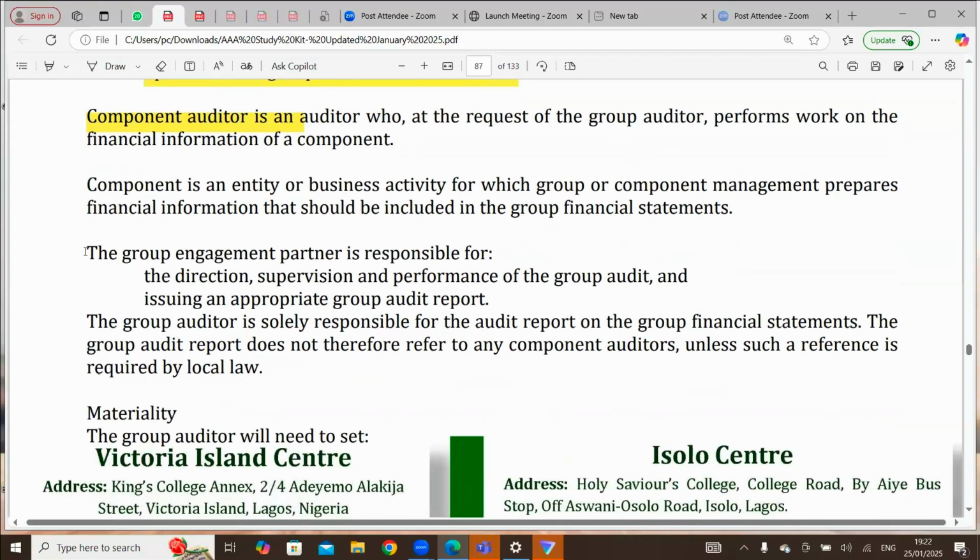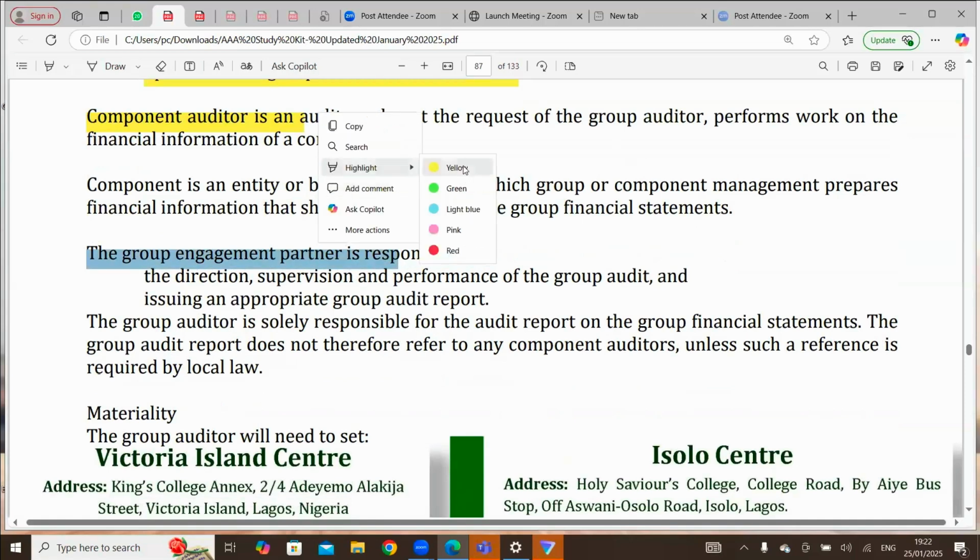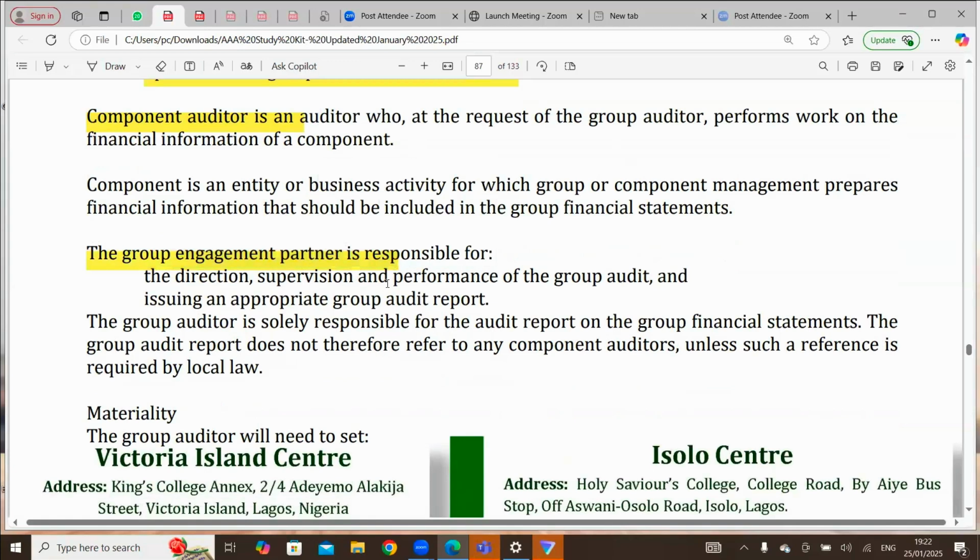Now, who is the group engagement partner? The group engagement partner is the partner of the audit firm that is auditing the whole group. What is he responsible for? He's responsible for the direction, supervision, and performance of the group audit. He's also the one that's responsible for issuing the group audit report.